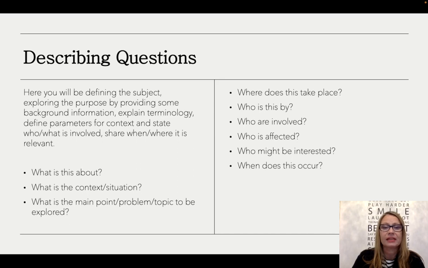So let's give an example here. I think what's also really important to bear in mind is you're not going to address all of those questions, but these are some of the typical ones that you would include.